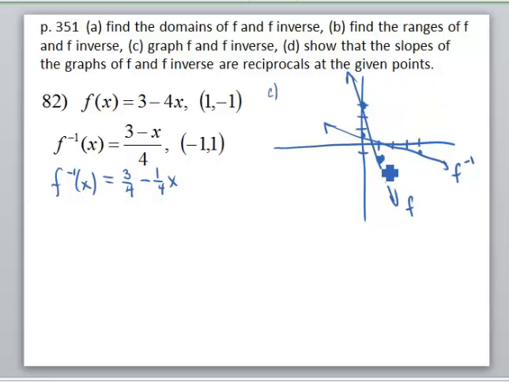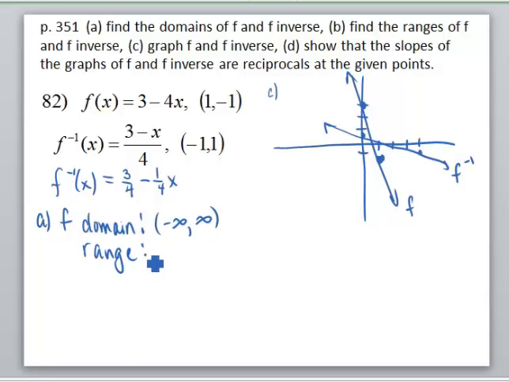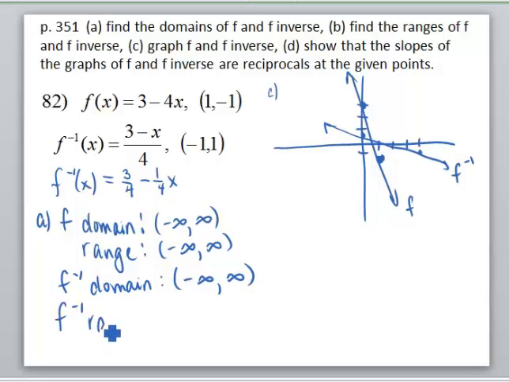Now, what we're supposed to do is find the domain and the range. Well, obviously we can see f's domain is -infinity to infinity. There are no bad x values. And the range, the y values, is also -infinity to infinity. For f inverse, the domain is -infinity to infinity. There are no bad x values. And f inverse's range is also -infinity to infinity. There are no bad y values.